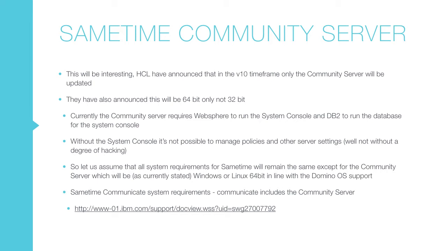So right now, let's assume the system requirements for Sametime are going to remain the same, except for the community server, which is going to be Windows and Linux 64-bit only. Only those two platforms, 64-bit, in line with the Domino operating system support. And I have a link there to Sametime Communicate system requirements. Communicate includes audio and video and the meeting server. So, not the meeting, but when you look at Communicate, you're only looking for the requirements for the community server, not for all the servers.